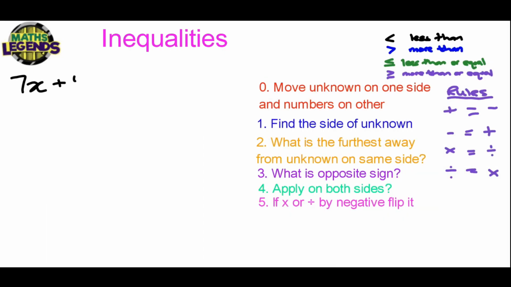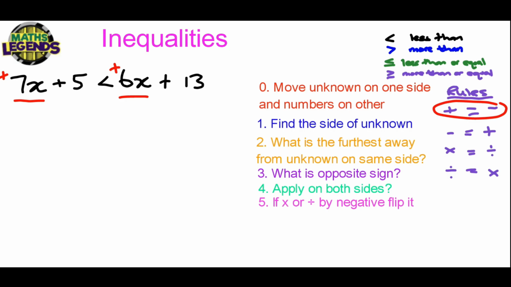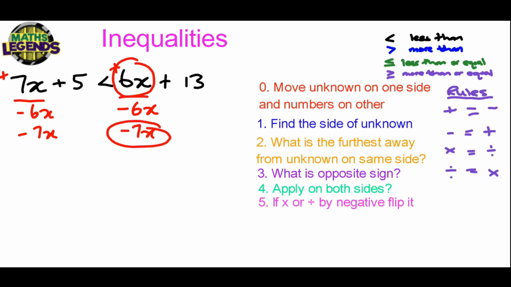7x plus 5 less than 6x plus 13. So here again we've got x's on both sides, the unknowns on both sides, so we need to get rid of them. Now they're both positive, so we need to subtract using this rule here. So we can either subtract 6x or 7x. But if we subtract 7x, we're going to end up with a negative here, and we don't want negatives. So that means we're going to be subtracting 6x on both sides. So we simplify. So 7 minus 6 is 1, so that we have 1x here. Then plus 5 stays as it is. So we haven't changed the sign, as we are not multiplying or dividing by a negative. So 6x minus 6x is 0, plus 13, so it's just 13.